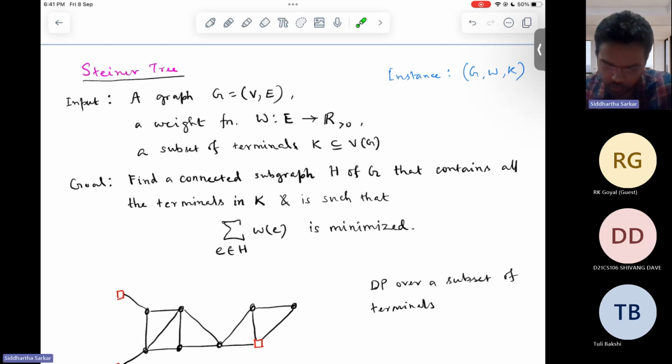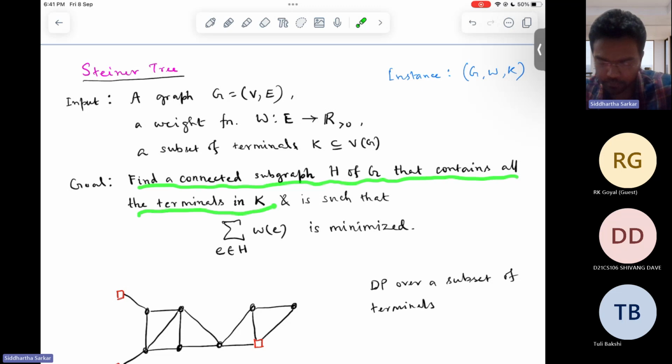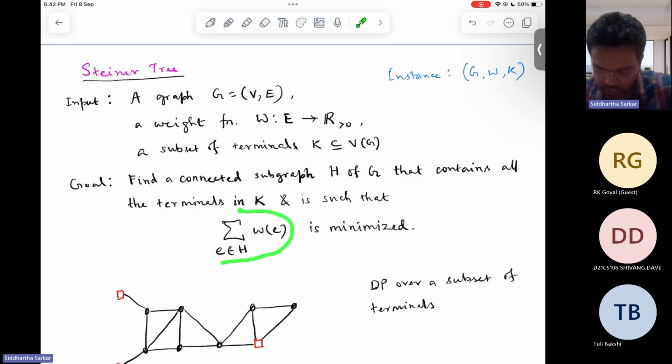Okay. So what is your objective? Your objective is to find a connected subgraph H of G that contains all the terminals in K and is such that the weight of the edges in that subgraph is minimized.